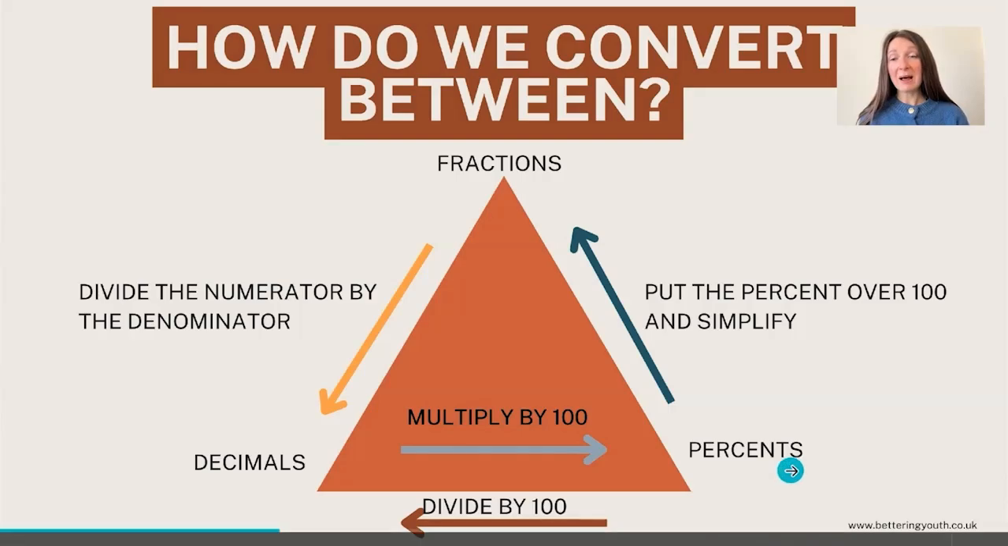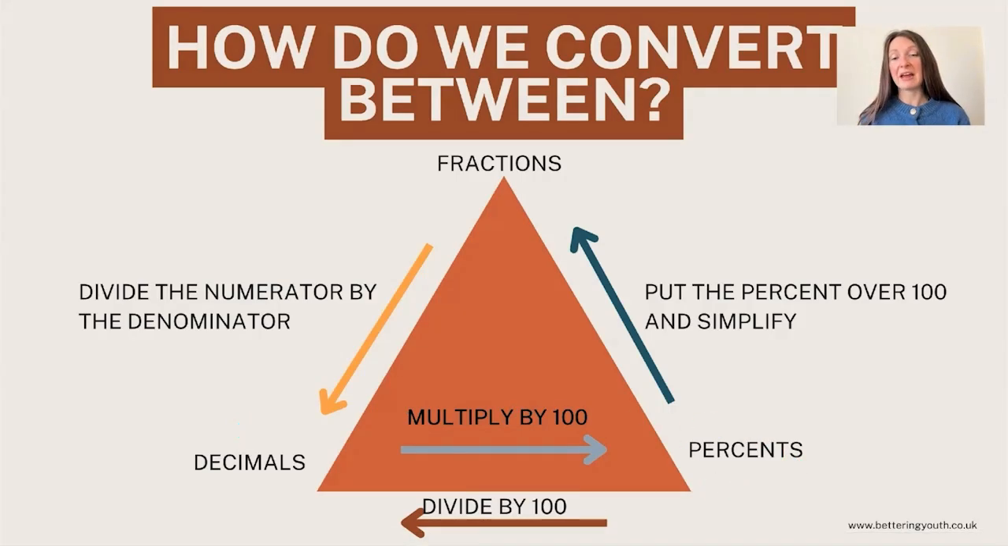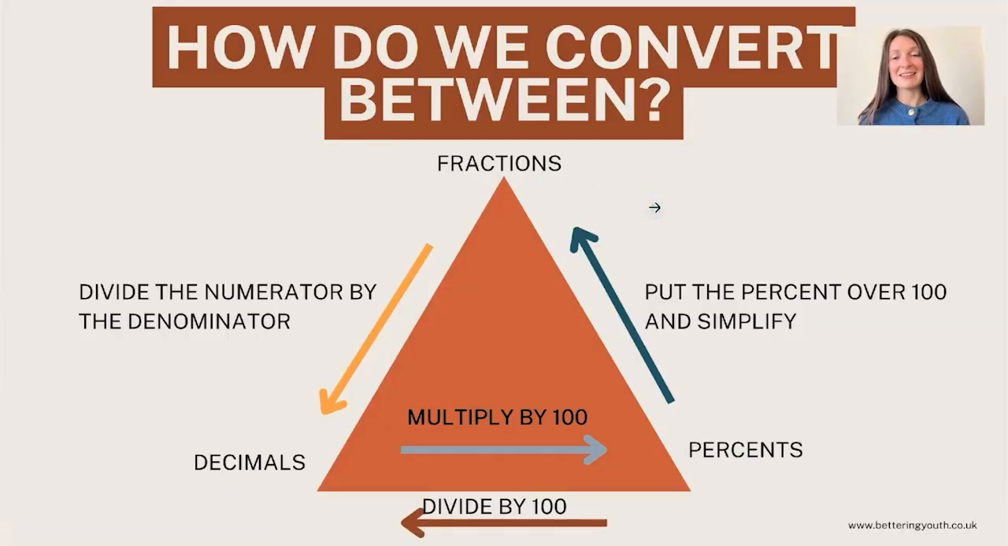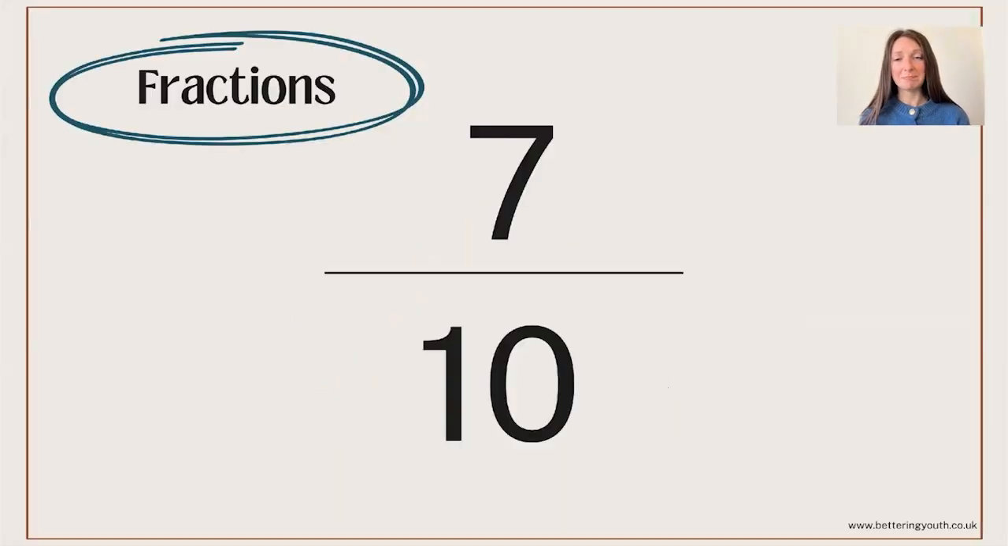If I wanted to go backwards, from a percentage to a decimal, I would do the inverse, so the opposite: divide by 100. And finally, if I'm going from percentages to fractions, I put the percent over 100 and simplify. Now, like I said, I appreciate that there are a couple of words here that we may not feel comfortable with, so let's dig into a couple of them.